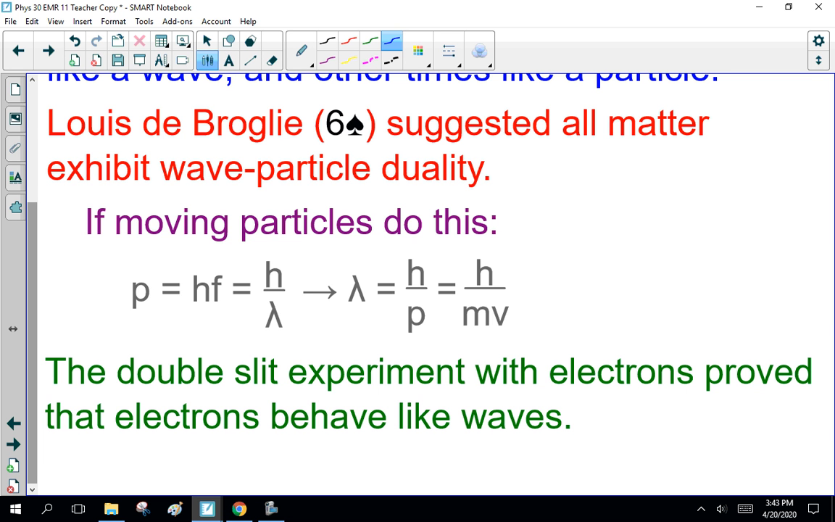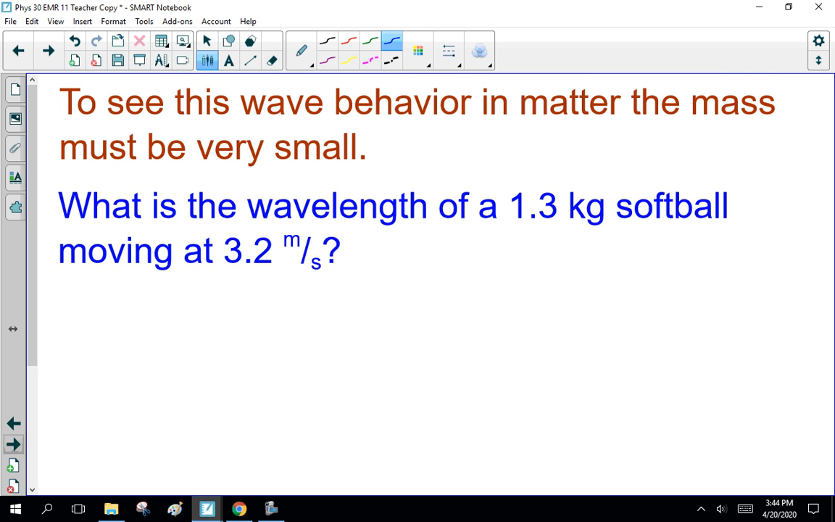Now, the double-slit experiment with electrons proved that electrons behave like waves. Remember that weird quantum video I showed you? So, to see this wave behavior in matter, the mass must be very small. So, for example, what is the wavelength of a 1.3 kilogram softball moving at 3.2 meters a second?